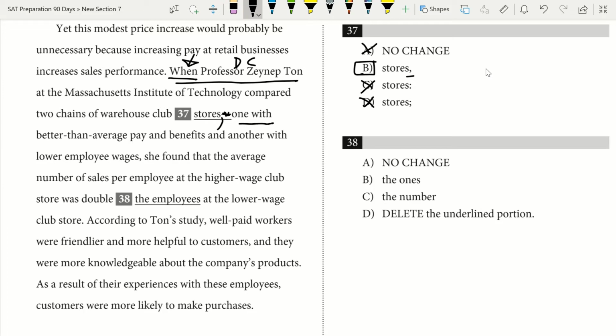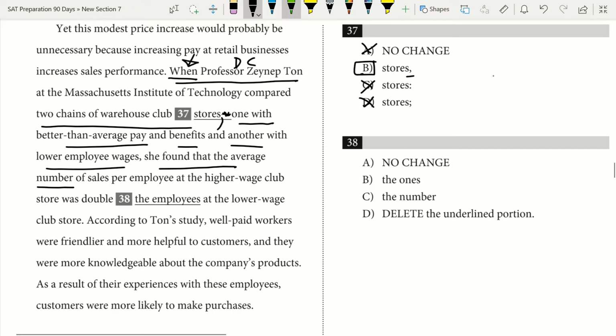So when we have, he's comparing two chains of warehouse club stores, one with better average pay and benefits, and another with lower employee wages, she found that the average number, okay, and I'm going to put this in green because this is what I want to focus on. She found that the average number of sales per employee at the higher wage club was double, and then I have a subject right here. Okay, I'm going to draw my subject in black so you can see where my arrow is pointing. Okay, see right here, this is my subject.